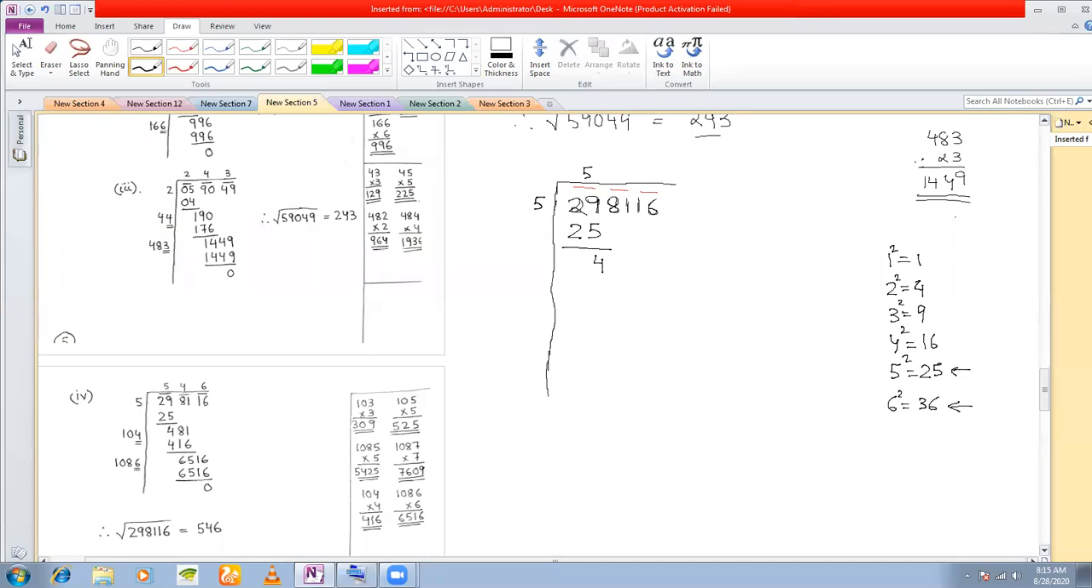Now we bring down the other pair. This 81 is the other pair, so we bring it down. Once we bring down the other pair, now we double this number, 5. Double of this number is 10. And now we need to insert a digit here. Any digit between 1 to 9. So which digit should it be?